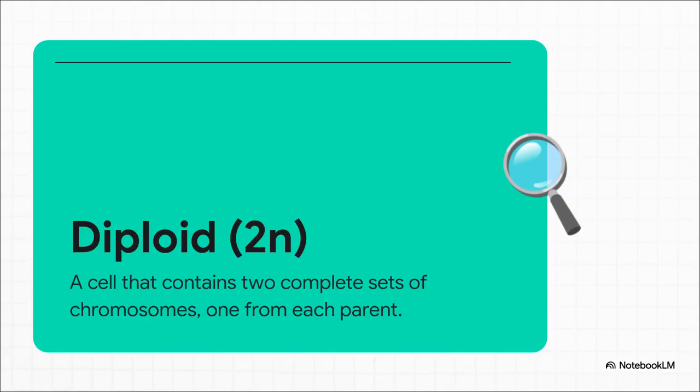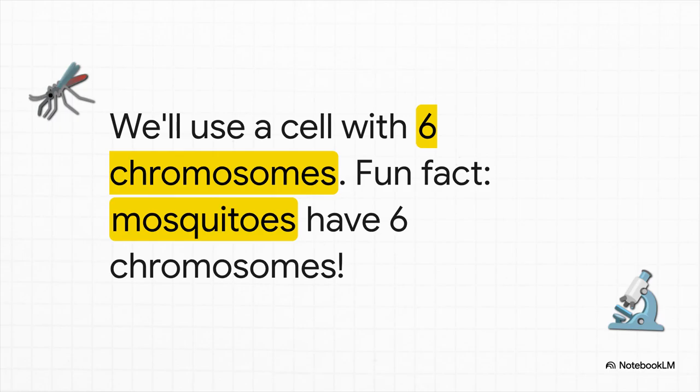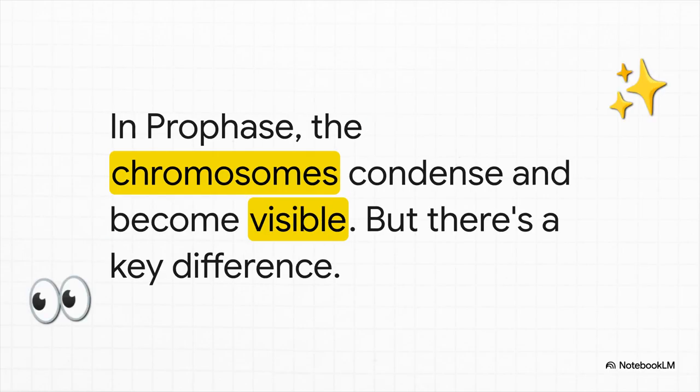Now, most of your cells are diploid, and before anything kicks off, the cell duplicates all its DNA. We're going to track a cell with 6 chromosomes. Fun fact, that's what mosquitoes have. First up, prophase. The chromosomes get visible.